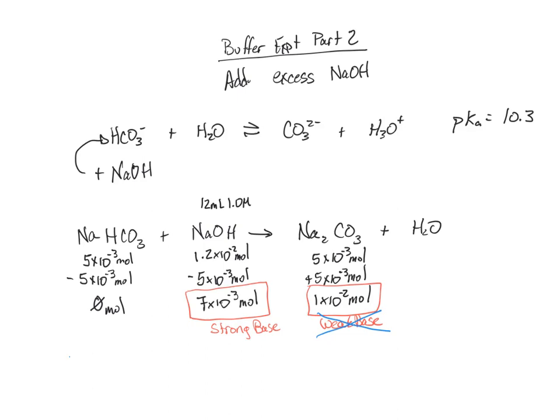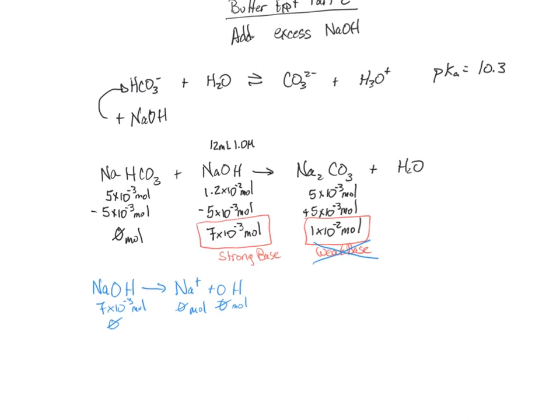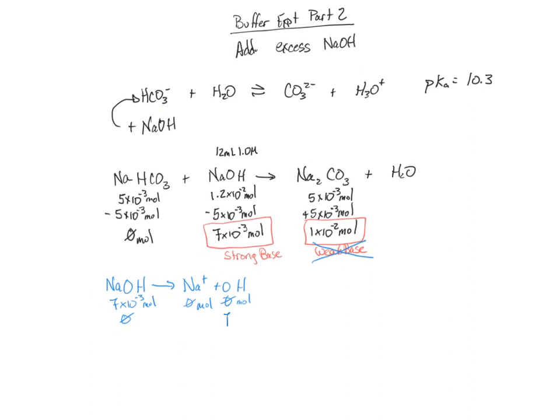And so to find the pH of a strong base, I consider how the strong base completely dissociates. And so that means that I put in 7 times 10 to the minus 3 moles of NaOH, and all of that goes away. And so I get 7 times 10 to the minus 3 moles of OH minus out at the end of the solution.